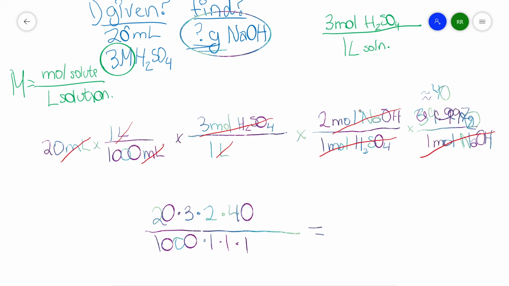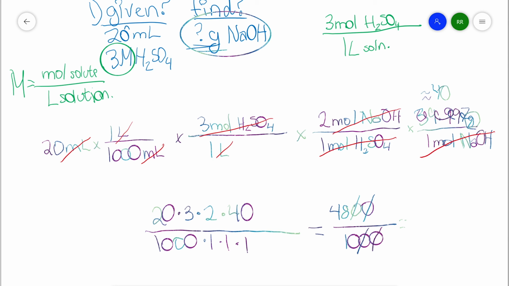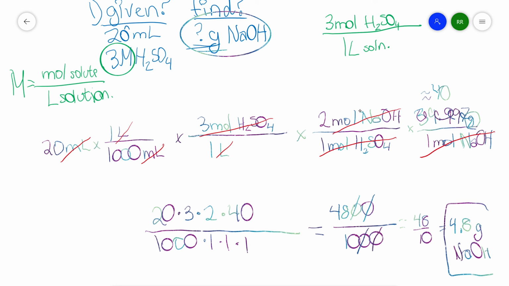Multiplying the numerator, 20 times 3 is 60. 60 times 2 is 120. 120 times 40 is 12 times 4 with 2 extra zeros. 12 times 4 is 48. So this is 4,800. 1,000 times 1 times 1 times 1 is just 1,000. I can cancel off 2 of these zeros, and we've got 48 over 10, which is 4.8 grams NaOH. And that would be your solution to the question.